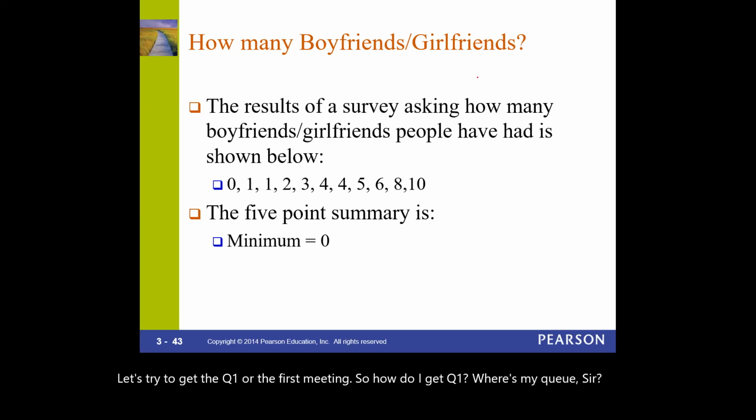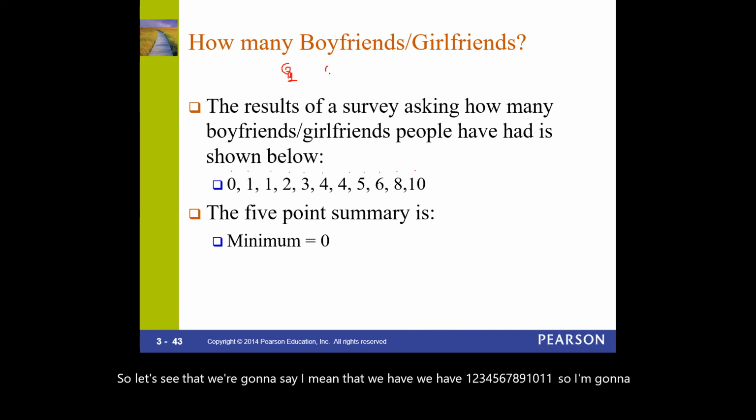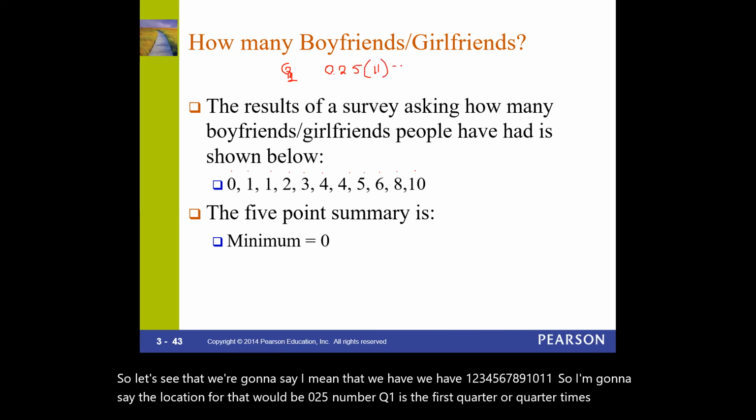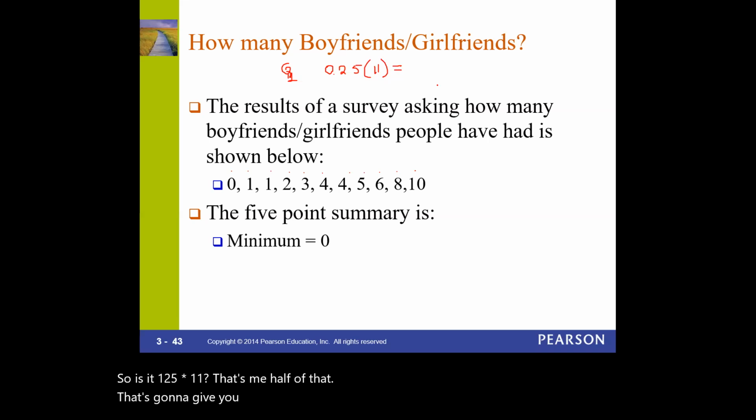Okay, let's find Q1. How do I get Q1? We're going to count how many data values we have. We have 1, 2, 3, 4, 5, 6, 7, 8, 9, 10, 11. So the location will be 0.25. Remember, Q1 is the first quarter, so 0.25 times 11. That's going to give you about 5.5, right? I'm not sure.